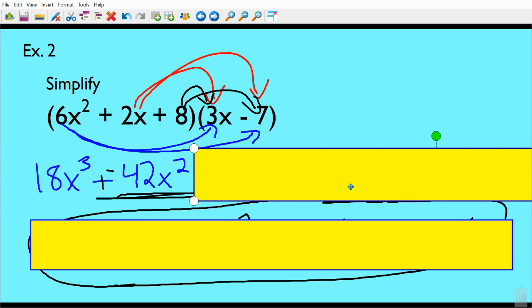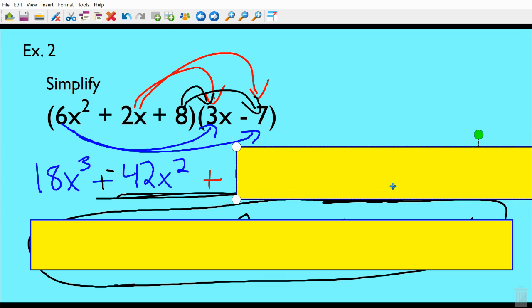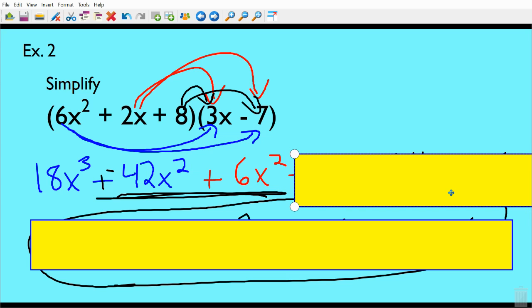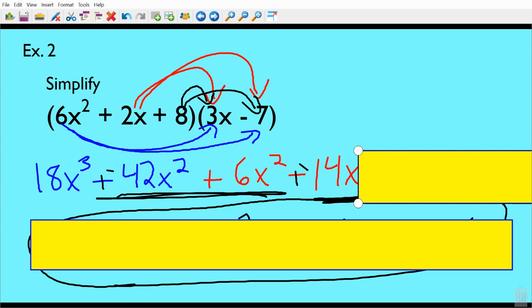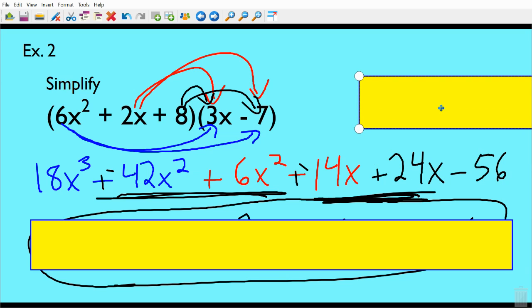Then now we go to the red. 2x times 3x is 6x squared. Then you go to 2x times minus 7, and you have minus 14x. And that's plus negative for combining purposes. And then you go to the last one. 8 times 3x is 24x. And then 8 times 7 with the minus sign is minus 56.